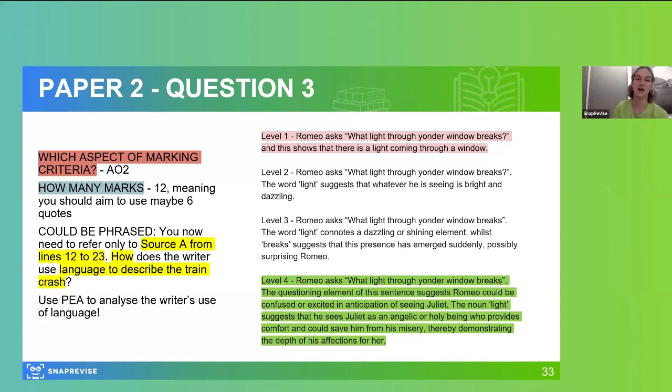So yeah, when you're thinking about question 3 for paper 2, use PEA, go into a lot of detail, and yeah, you'll be grand.